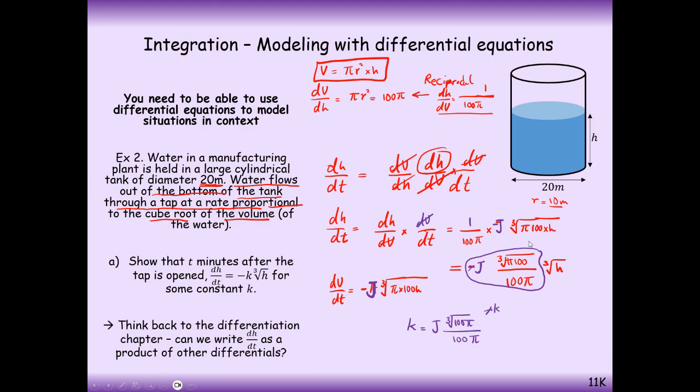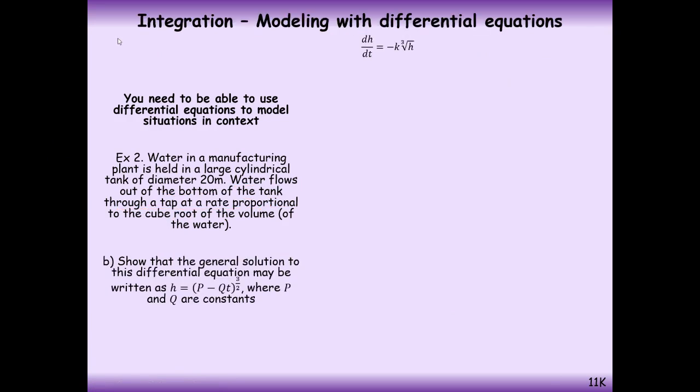Okay, so let's look at the next part of the question. In part B of this question, we are asked to show that the general solution to the differential equation may be written as h equal to p minus q t, all raised to the power of 3 over 2, where p and q are constants.